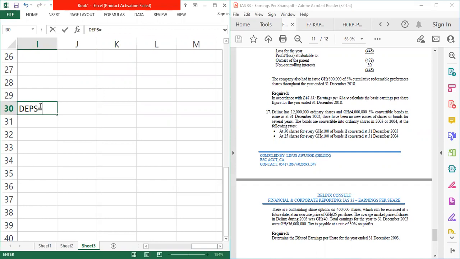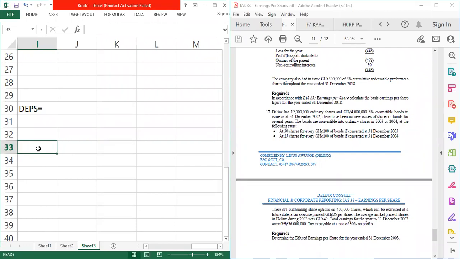It's the same thing that we do. So what we do is that you can see that we have convertible instrument at the same time share options. They say the convertible instrument will be converted either 2003 or 2004. If you are the holder of this bond, when are you going to convert this? 2003, because it's giving you 30 shares, isn't it?